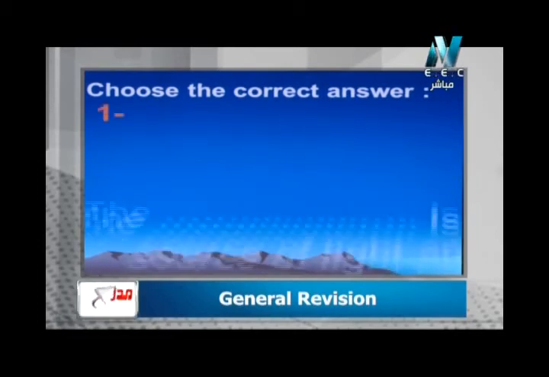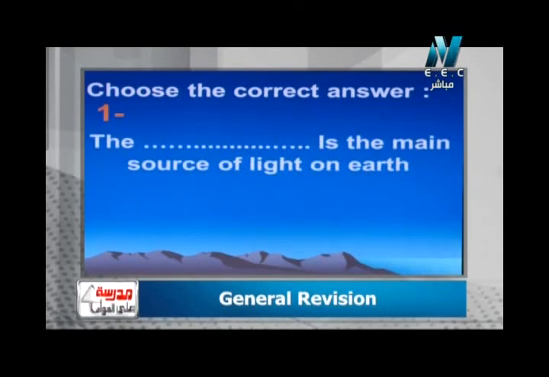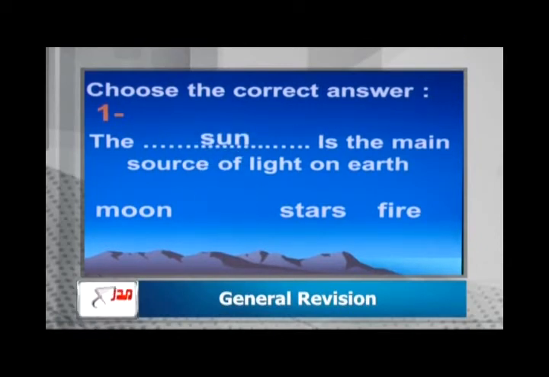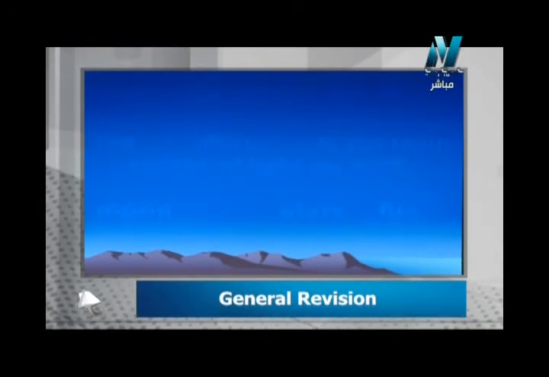So let's start. The main source of light on the earth is: the moon, the sun, stars, or fire? Surely it will be the sun. The sun is the main source of light on the earth.